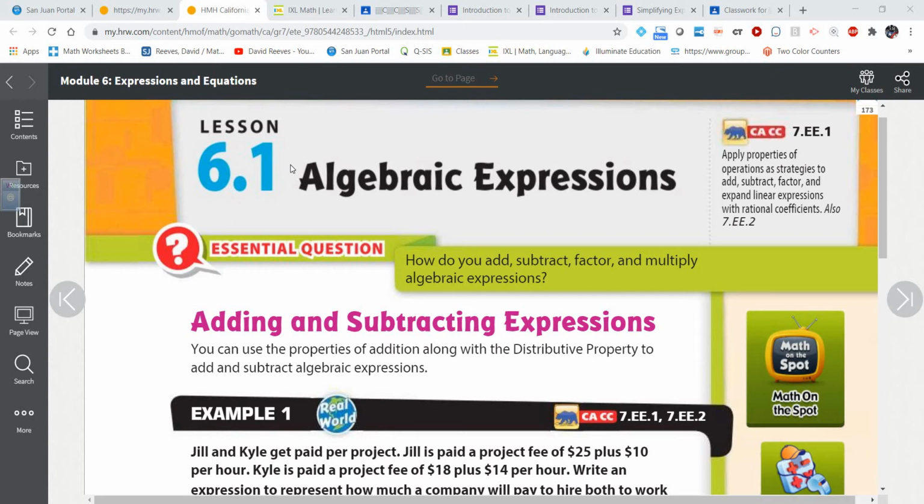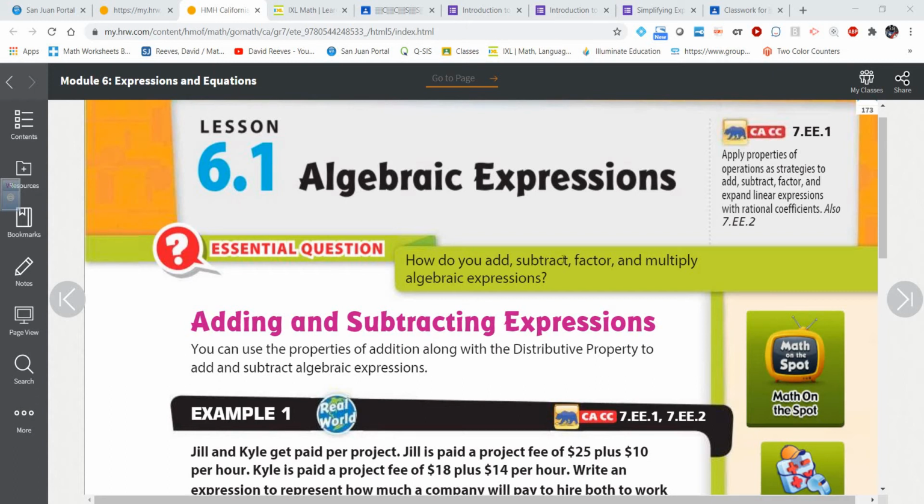Specifically, we are simplifying expressions by doing two things, combining like terms and applying the distributive property. And today, we're going to look at putting those two things together. We've done them separately. We've combined like terms. We have used the distributive property, and today we're going to do both at the same time.